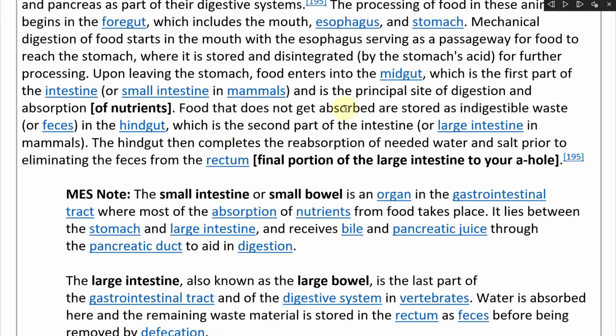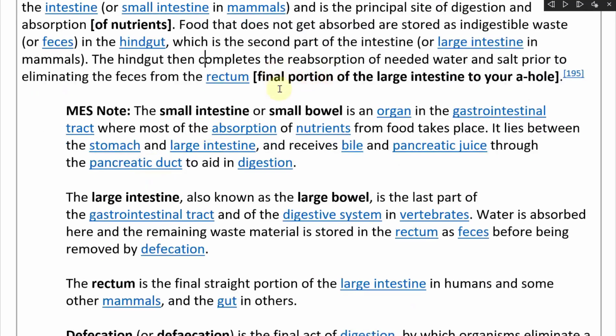Food that does not get absorbed is stored as indigestible waste, or feces, in the hindgut, which is the second part of the intestine, or large intestine in mammals. So the small one is that midgut, and then the large one in mammals is the second part of the intestine, which is called the hindgut. The hindgut then completes the reabsorption of needed water and salt prior to eliminating the feces from the rectum, which is the final portion of the large intestine, to your a-hole.